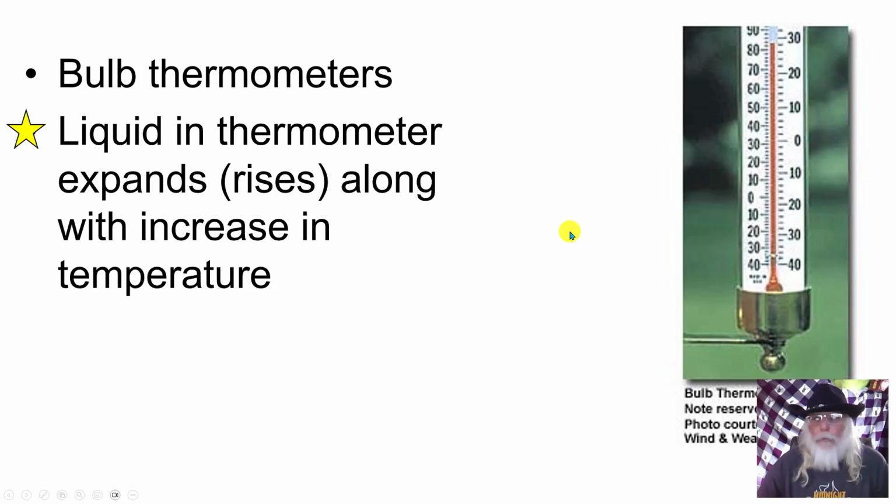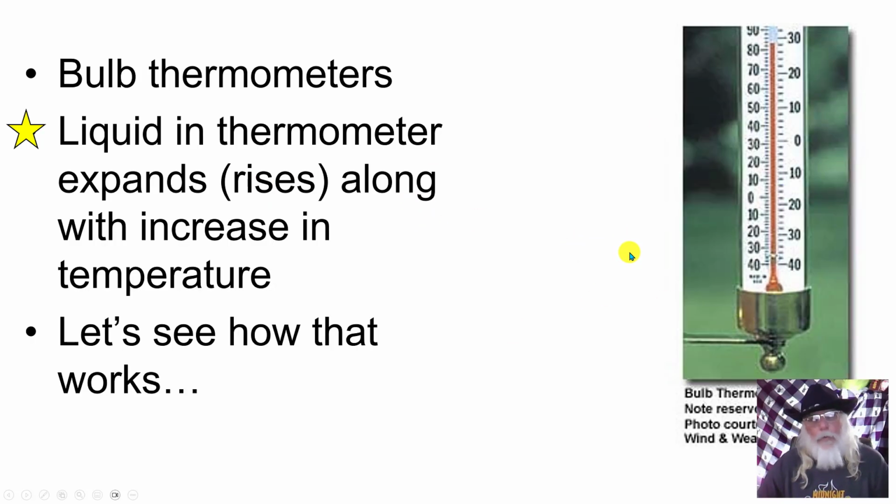If the thermometer bulb breaks, it's just alcohol on the floor versus mercury, which is a toxic metal that is an environmental problem. So we don't really use mercury thermometers anymore. Mercury thermometers, though, were pretty neat because they're that shiny silvery metal, and they did a really good job for thermometers. So in a bulb thermometer, the liquid in the thermometer expands, or it rises, along with an increase in temperature.